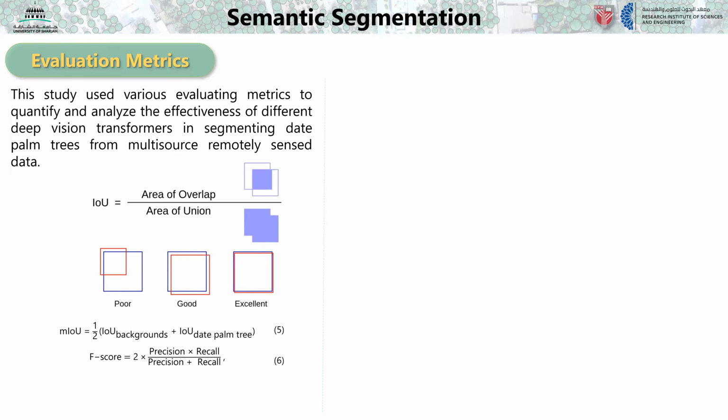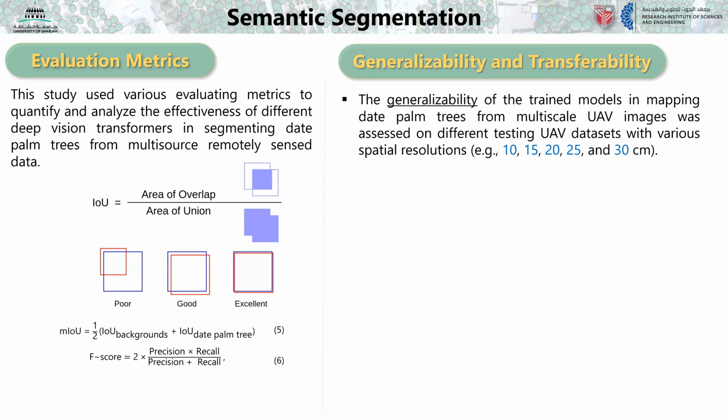Some of them include the mean intersection over union, which measures the agreement between the ground truth data and the prediction. The value ranges from 0 to 1 or 0 to 100. The higher the value, the higher the agreement between the prediction and the ground truth data. Also, we have utilized the F-score metrics.